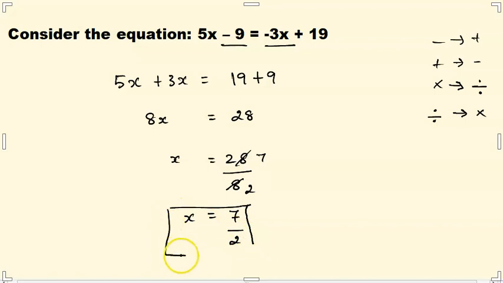What is meant by the solution? Have you ever thought about it? Solution is a number which satisfies this equation. If you substitute the value of x equal to 7 by 2 here, your equation will be balanced. They would satisfy the equation. Yeah, so that is what.